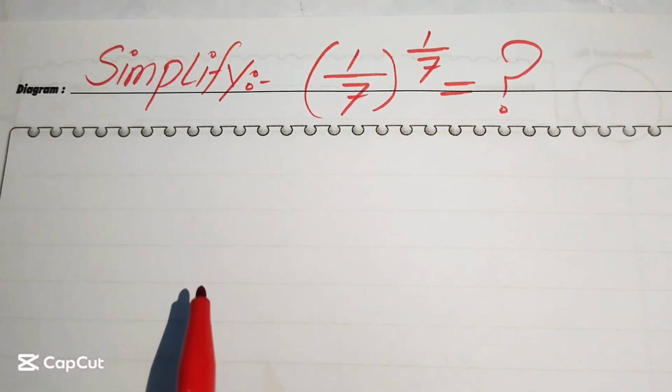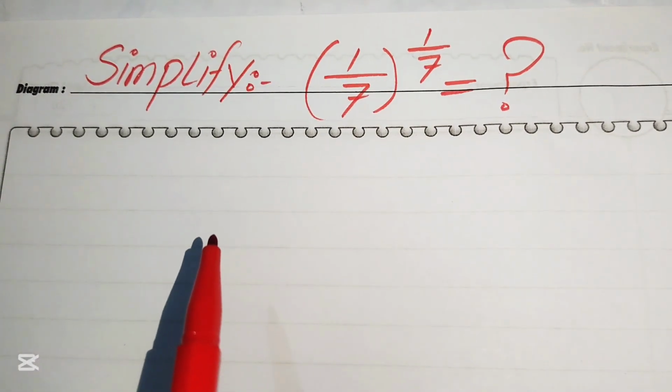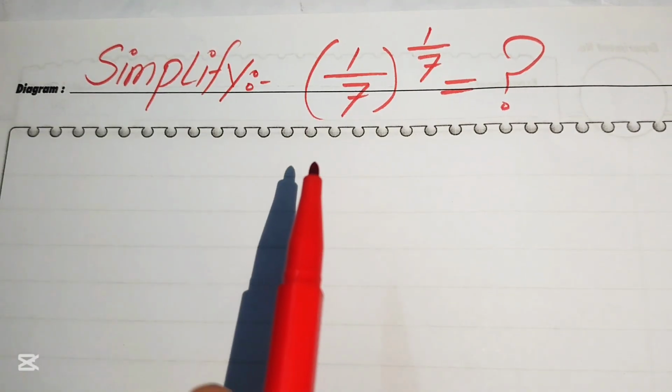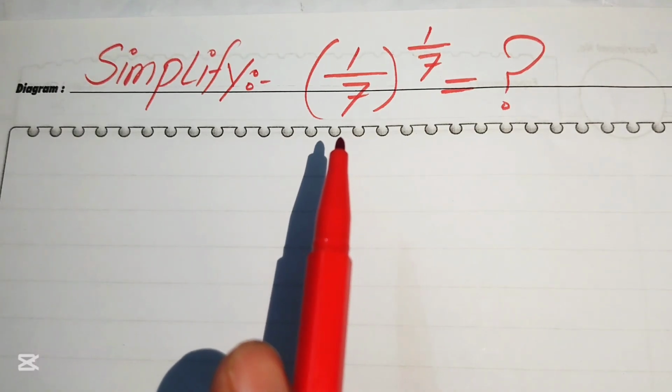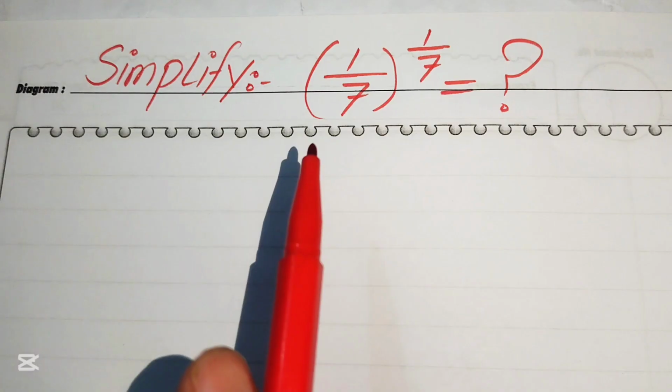Hello everyone, how to simplify this nice algebraic expression. So if we have 1 over 7 to the exponent of 1 over 7, we write this into the lowest form or simplified form.